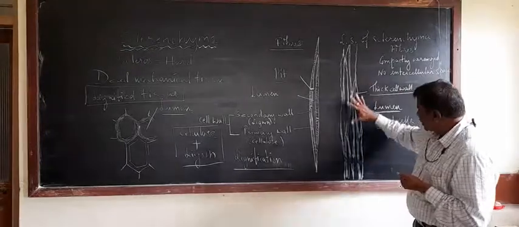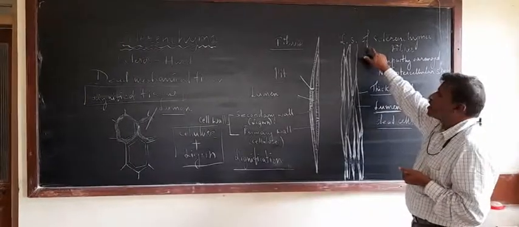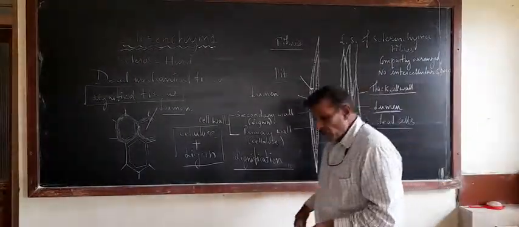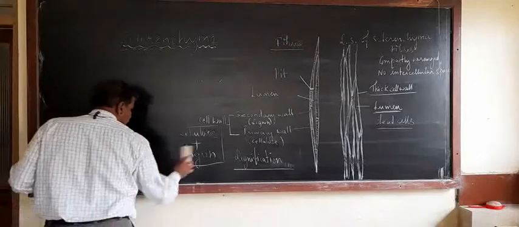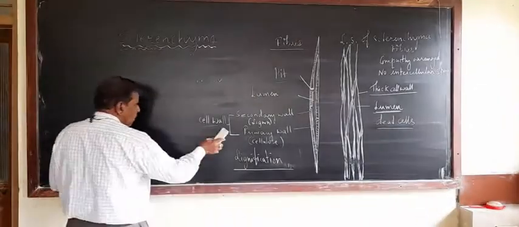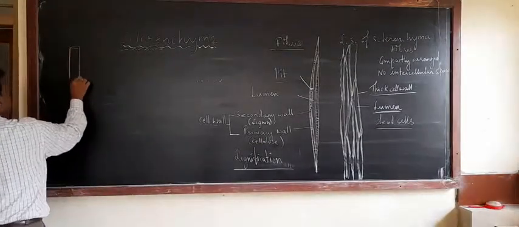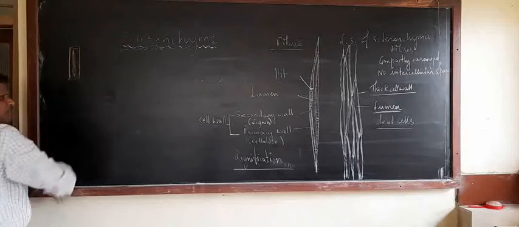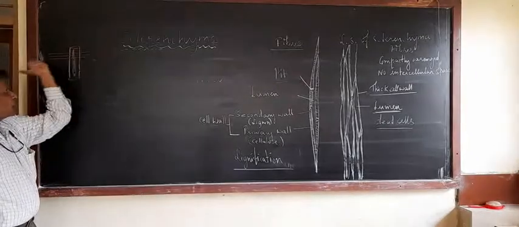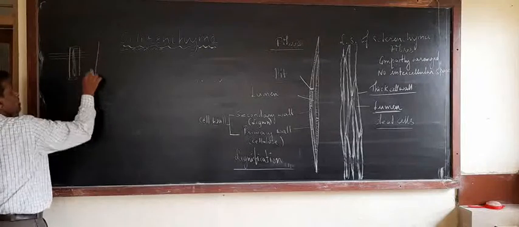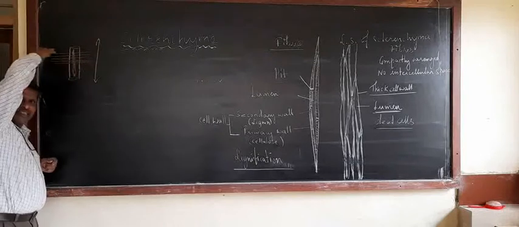This is how the Sclerenchyma fibers appear in longitudinal section. Suppose you observe the same Sclerenchyma tissue in transverse section, how does it appear? Assume this is a piece of stem. Here Sclerenchyma tissue is present. If you cut the stem in the transverse plane, like this, transverse means exactly perpendicular to the longitudinal axis. If this is the longitudinal axis of the stem and you cut the stem like this, it becomes what we call the transverse section.